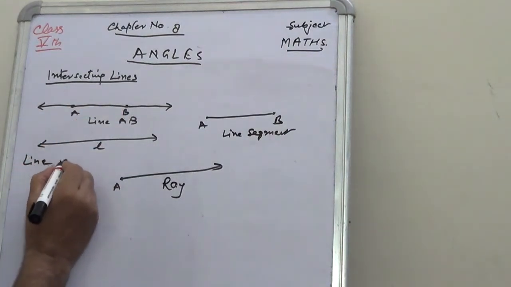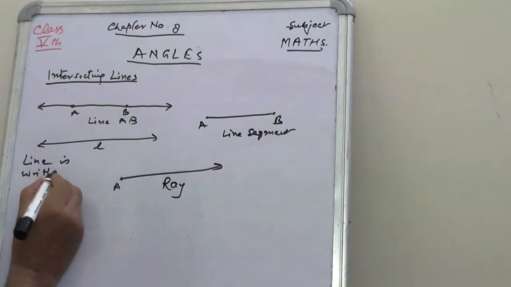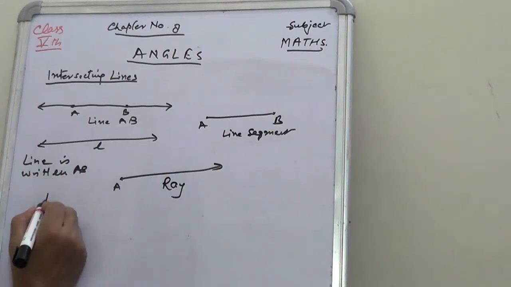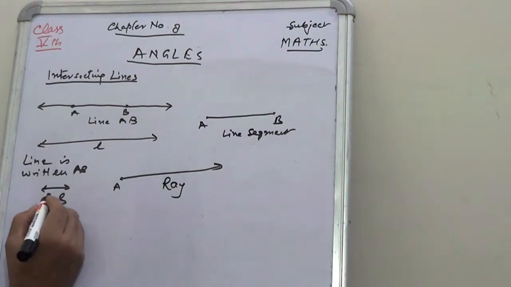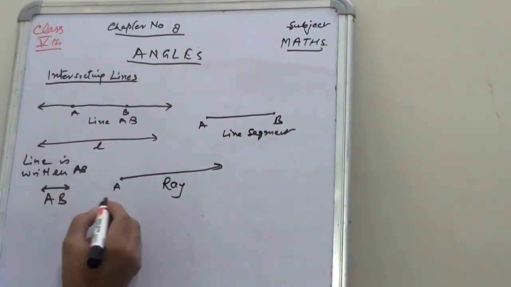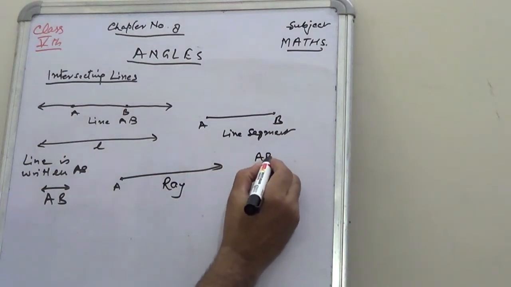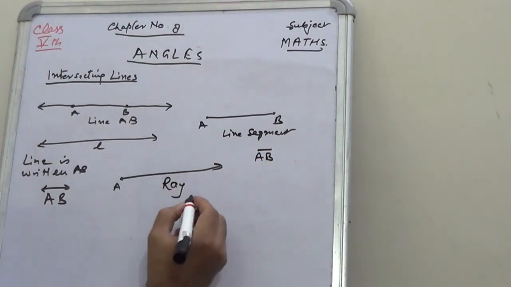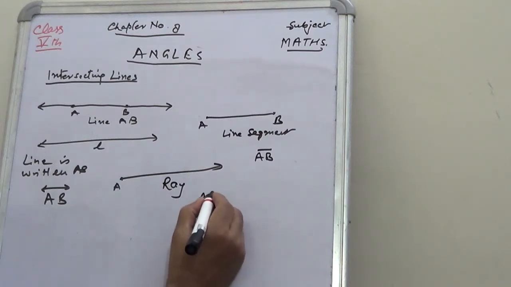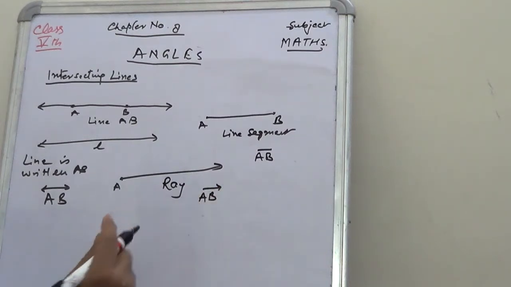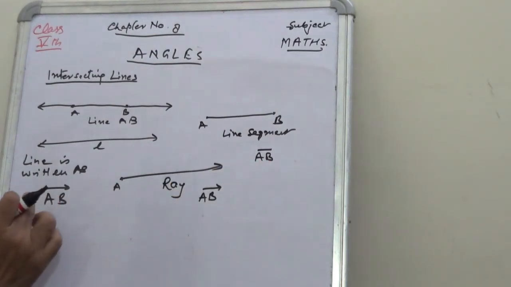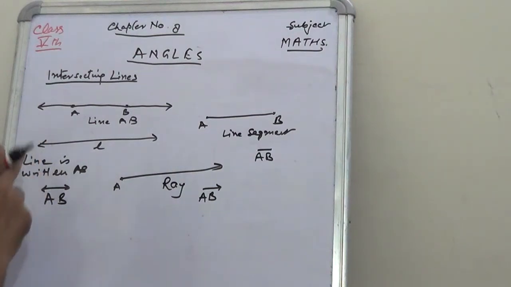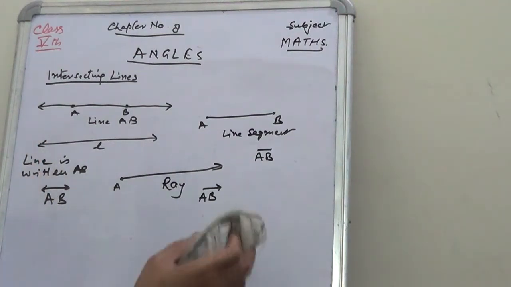A line is written as AB, having arrows on both sides, meaning it can be extended to any side. And a line segment is represented like this. This is AB, and a ray is represented like this. So children, you have learned about line segment, ray and line. Now we go for intersecting lines.